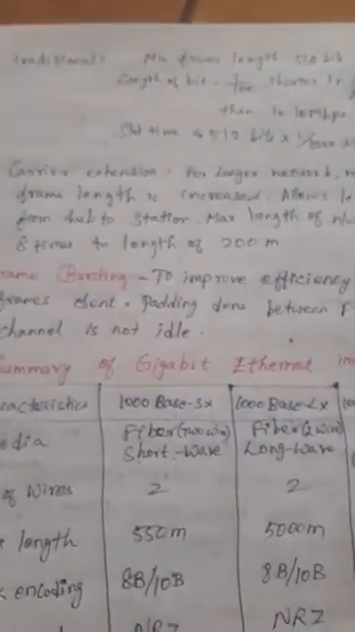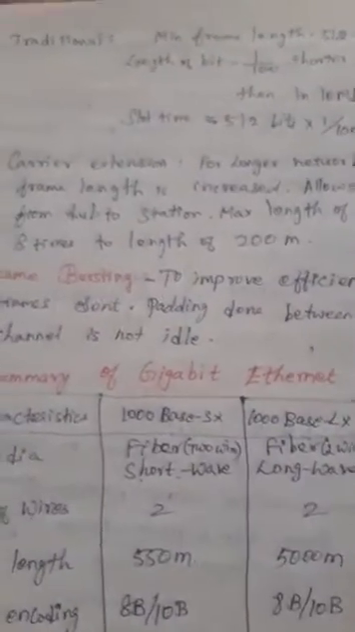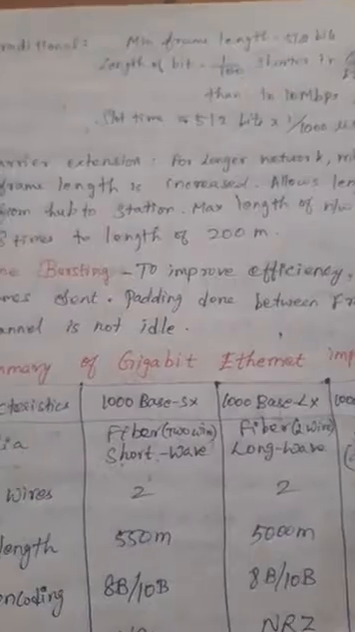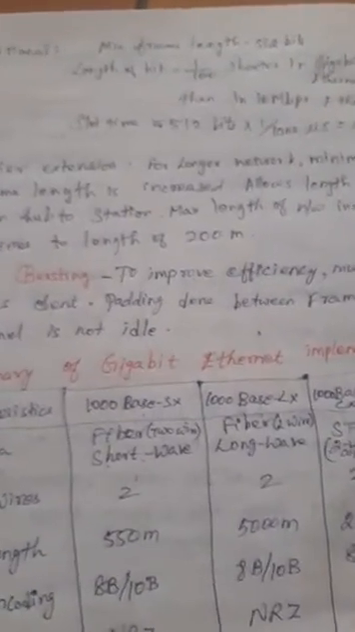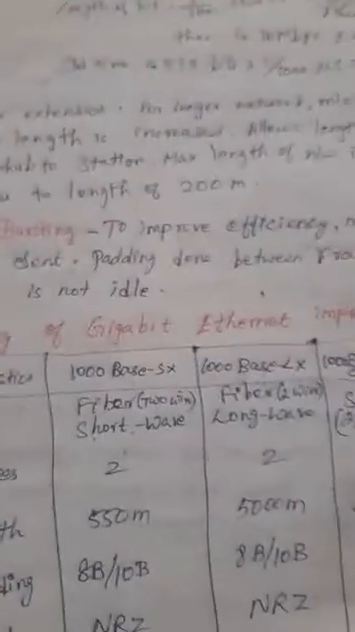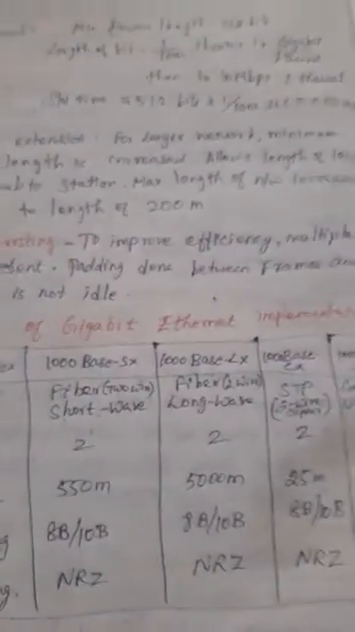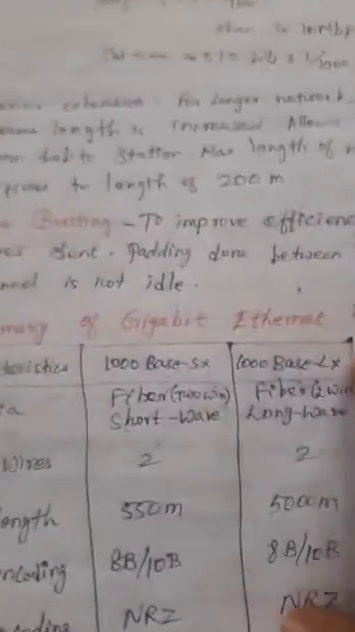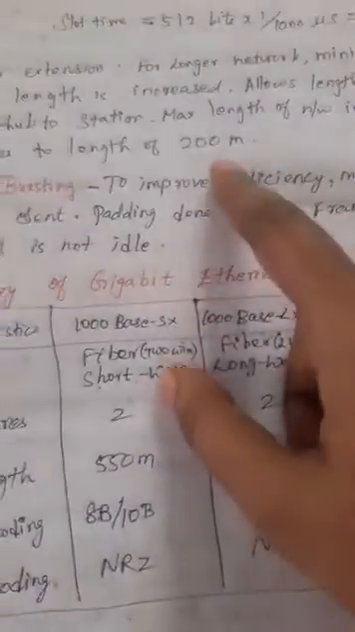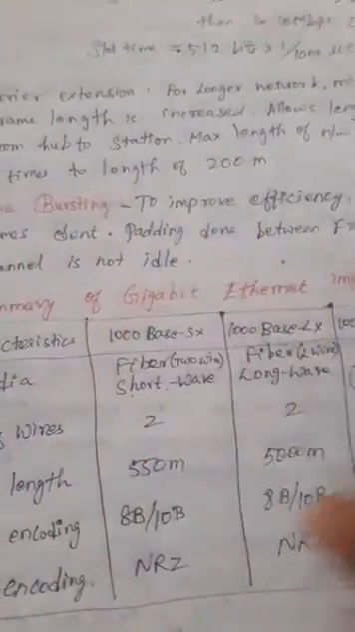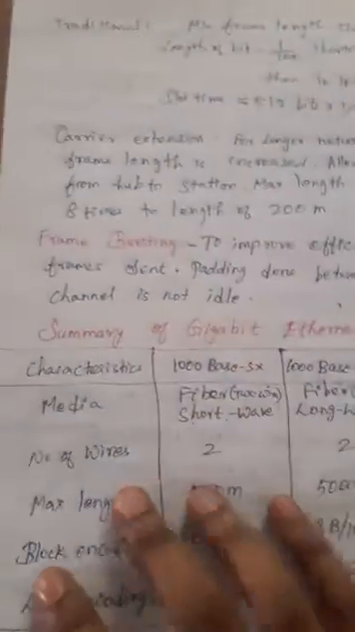In carrier extension, for a longer network, the minimum frame length is increased. It allows a length of 100 meters, but we need to extend it from hub to station. For larger distances, the maximum length is increased 8 times the length of 200 meters. So that is 1600 meters. Up to 1600 meters we can extend it.